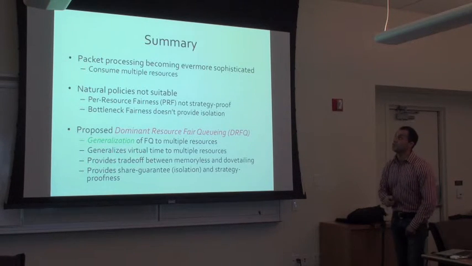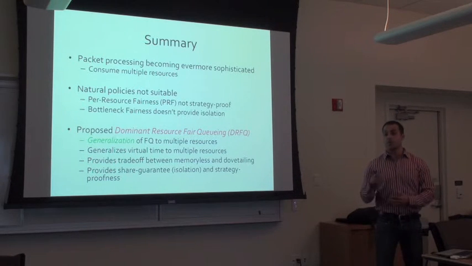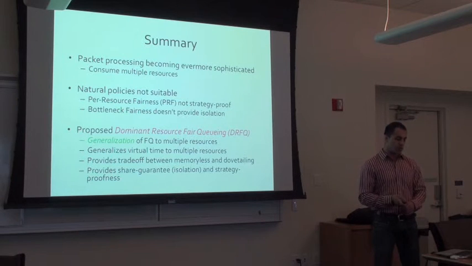So in summary, we're seeing that packet processing is becoming much more sophisticated. Flows are using heterogeneous demand, especially in these middle boxes. And the natural policies we tried out, especially this PRF, either fail strategy proofness or they don't have sharing incentive or they're hard to implement because they require buffers between each resource.